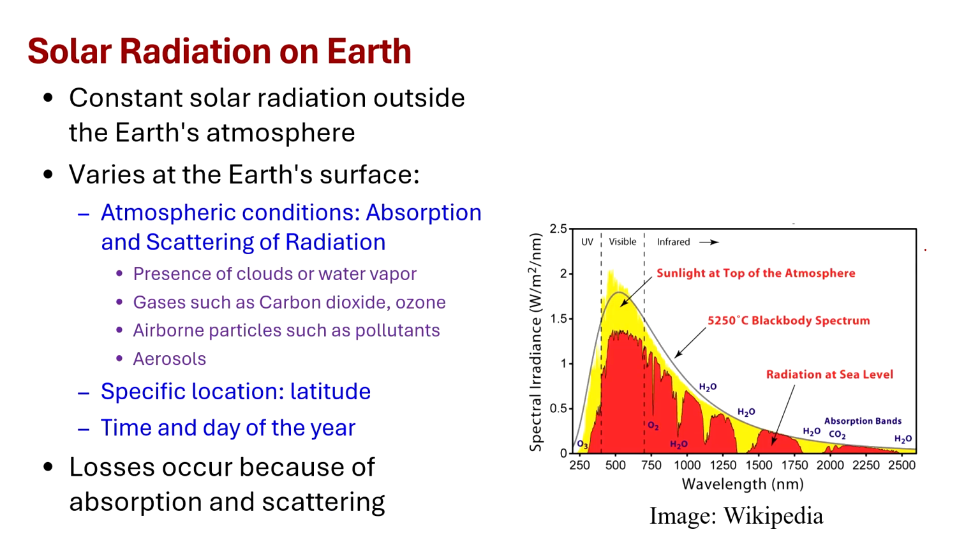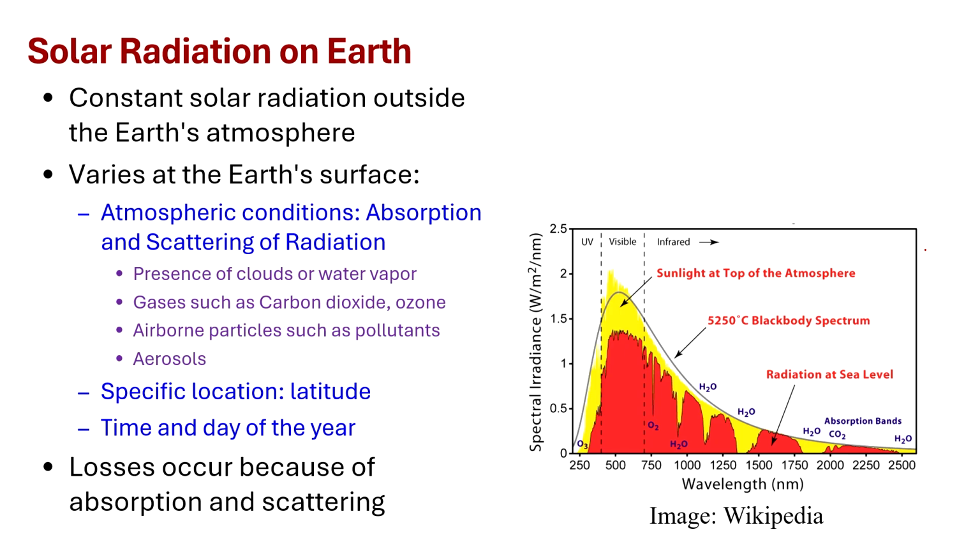So, the solar radiation that is incident on Earth, outside Earth's atmosphere, we get fairly constant solar radiation, a very constant value, but by the time it reaches Earth's surface it undergoes a variety of interactions. It depends upon atmospheric conditions, because the contents of the atmosphere affect the absorption and scattering of radiation. This is affected by the presence of clouds or water vapor that could be present in the atmosphere.